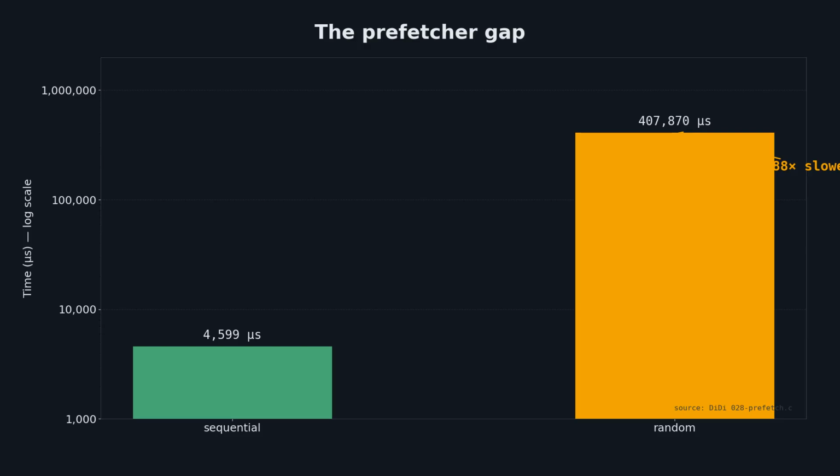A sequential scan reads at full memory bandwidth. A random scan stalls on every fetch, 88 times slower in this benchmark. That is what columnar storage and vectors of 2048 contiguous values buy you.